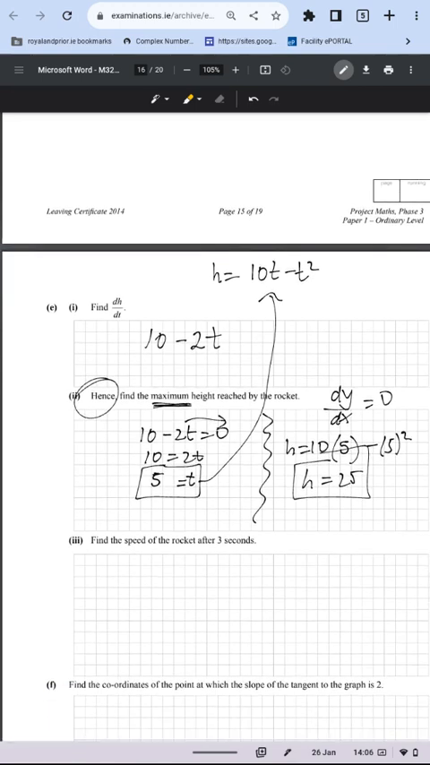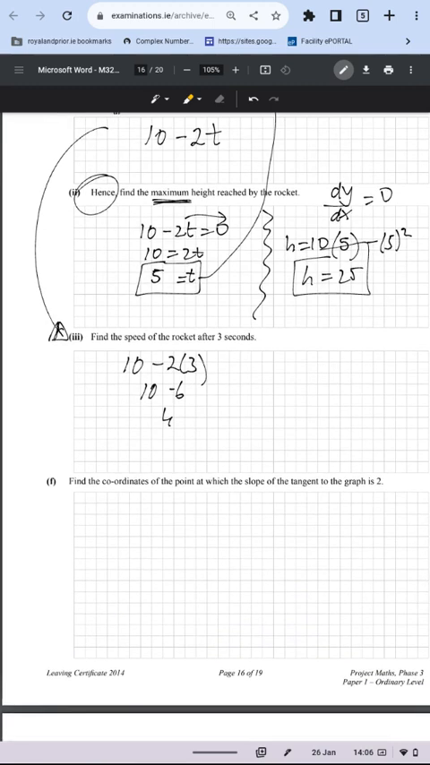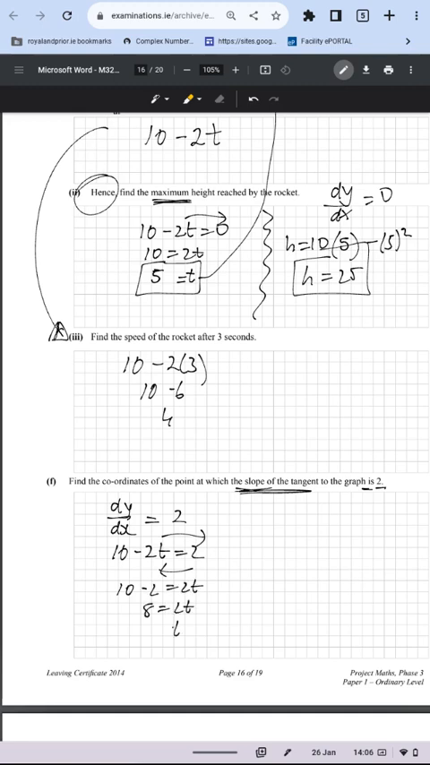Hence find the speed. So speed, once you do dy dx, you get speed, slope, rate of change. For the speed of the rocket after 3 seconds, you're subbing in 3 for t, which gives you 4. 4 meters per second if you want to be swanky. And then find the coordinates at which the slope of the tangent, which we say is dy dx, equals 2. So where is 10 minus 2t equal to 2? Solve it. t is equal to 4 seconds.